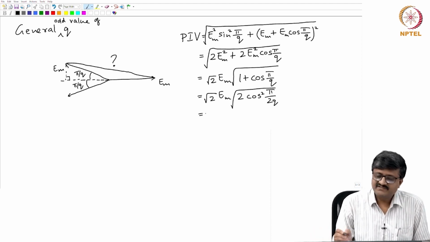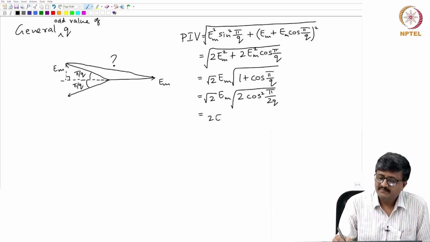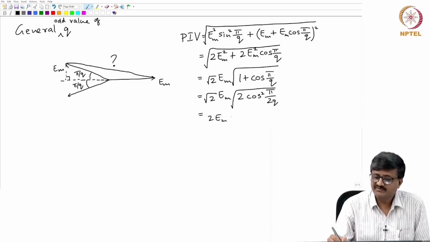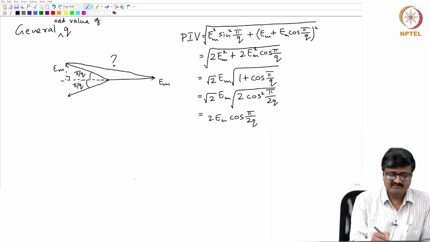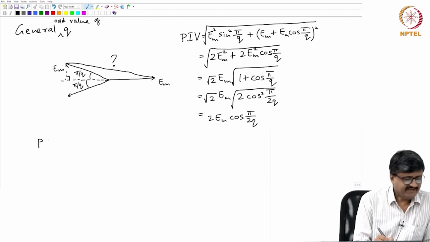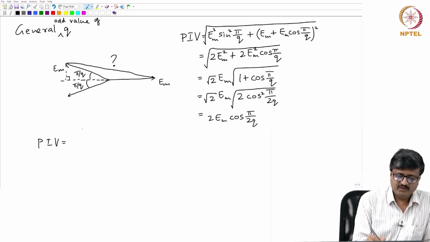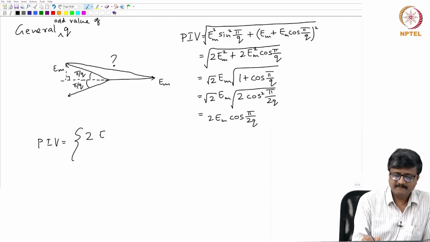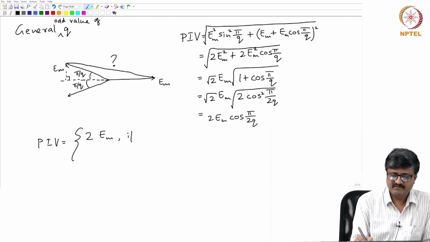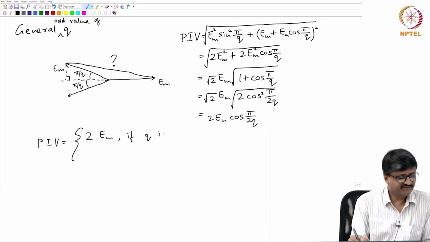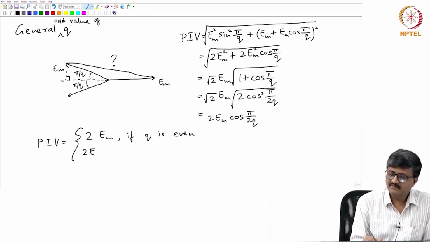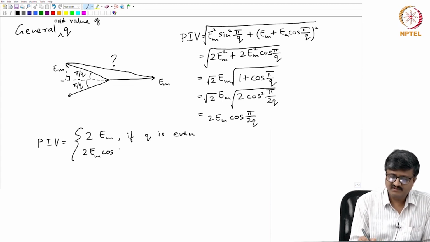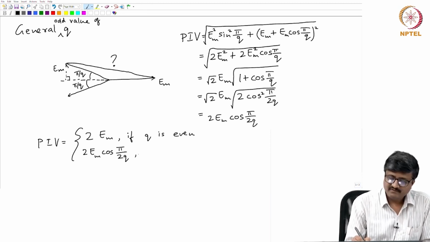So, finally, I get the expression as 2 EM cos pi by 2q. So, PIV is either equal to 2 EM if q is even, or it is 2 EM cos pi by 2q if q is odd.